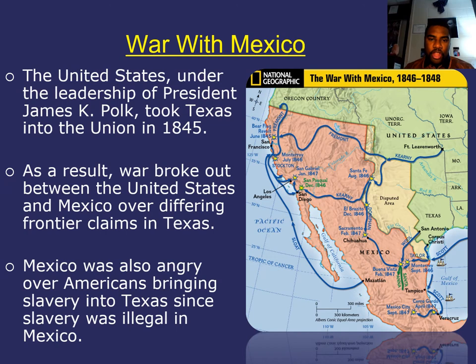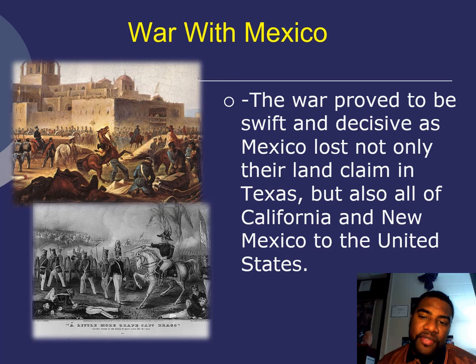All right, the war with Mexico. The United States, under the leadership of President James K. Polk, took Texas into the Union in 1845. As a result, war broke out between the United States and Mexico over differing frontier claims. Mexico was so angry over Americans bringing slavery into Texas, since slavery was illegal in Mexico. The war proved to be swift and decisive, as Mexico lost not only their land claim in Texas, but also all of California and New Mexico to the United States.